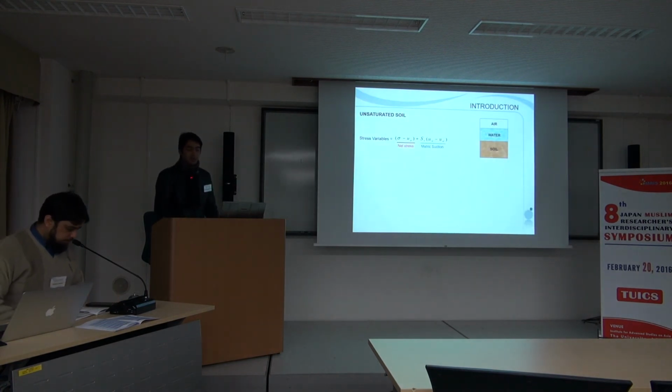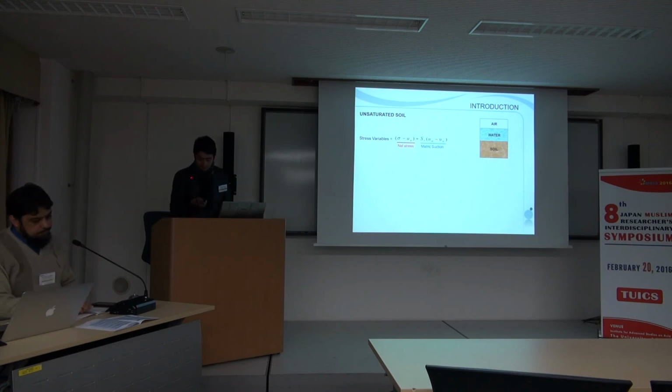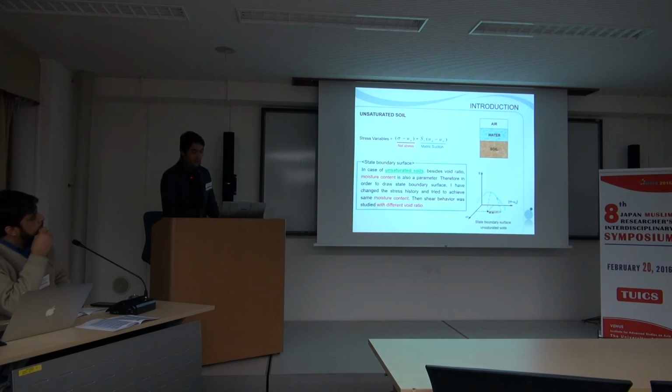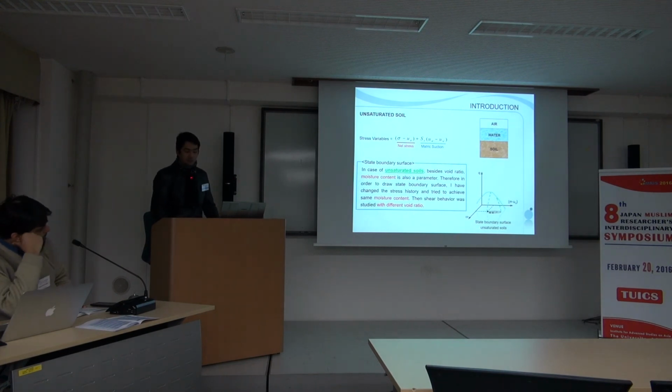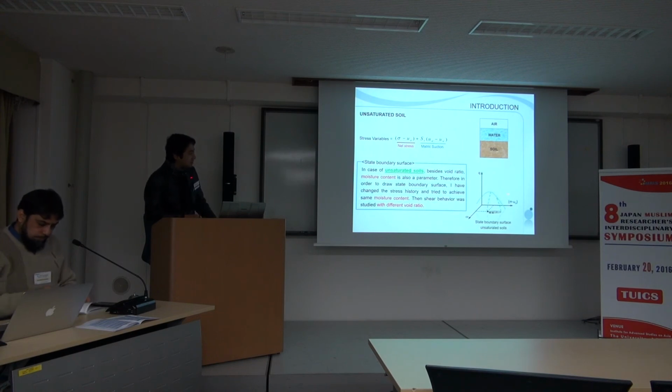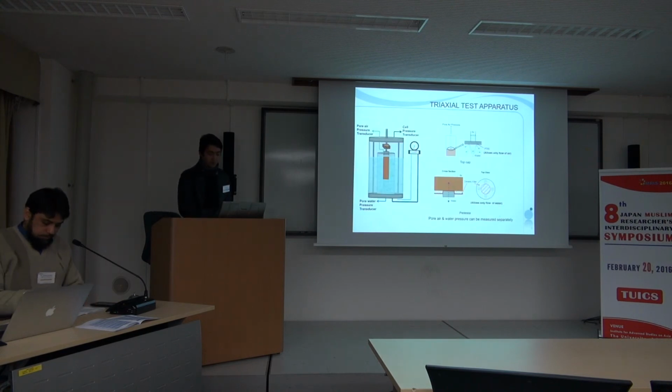Basically, unsaturated soils generally consist of air, water and soil. The stress state variables for unsaturated soils are net stress and matric suction. The strength boundary surface for unsaturated soil: in the case of unsaturated soil, besides void ratio, moisture content is also a parameter. Therefore, in order to draw the strength boundary surface, I changed the stress history and tried to achieve the same moisture content. The shear behavior was then studied with different void ratios.